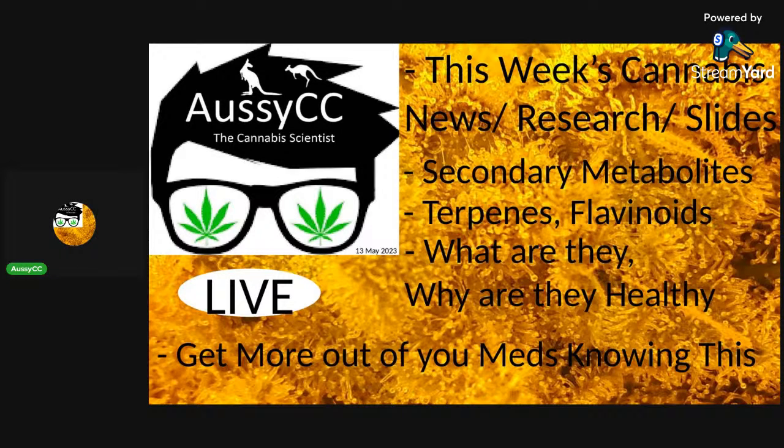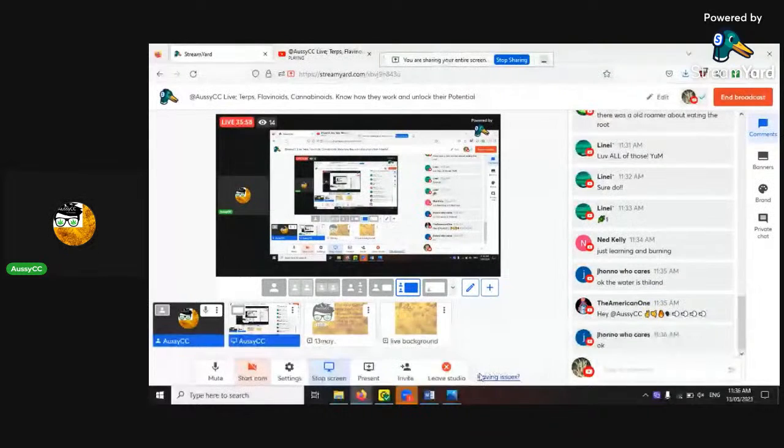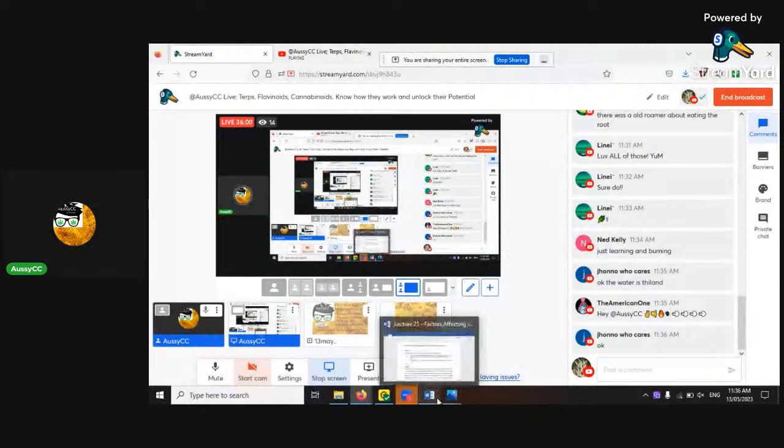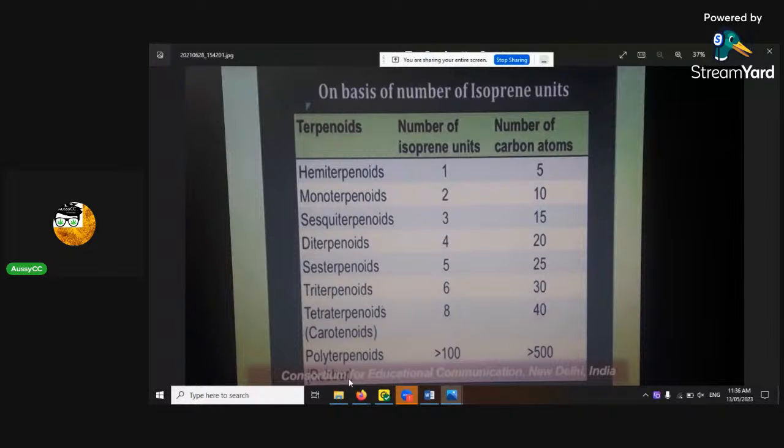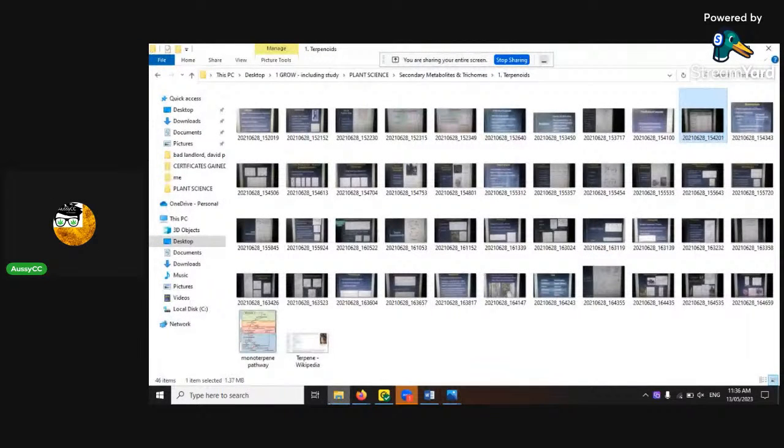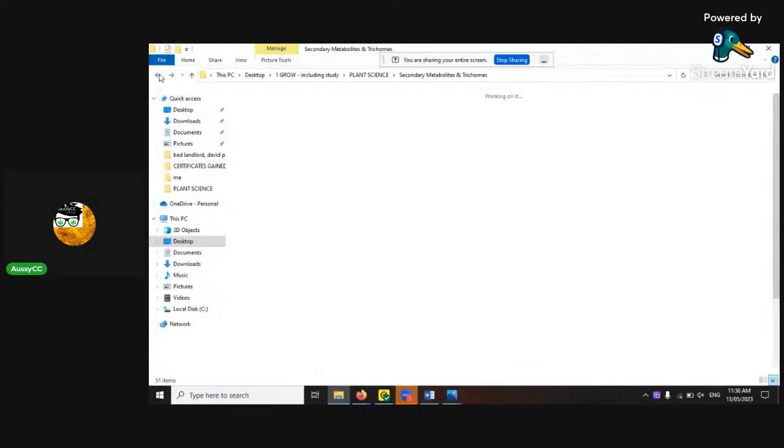Where is it? Share screen. So this is going to get into all of the temperatures at which they're all volatile. Is this one? No. It's this one.